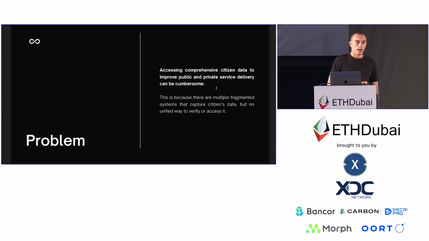So for a long time, I worked for a layer 1 ecosystem. And as part of that work, we worked with a lot of institutions, governments, and big regulator organizations. The topic that came up all over again is data availability and comprehensive citizen data verification, both in the context of private and public data and service delivery. This is mainly because there are multiple fragmented systems that capture citizens' data, and they don't talk to each other. Whether we talk about education or employment data, credit history, these are all siloed databases.